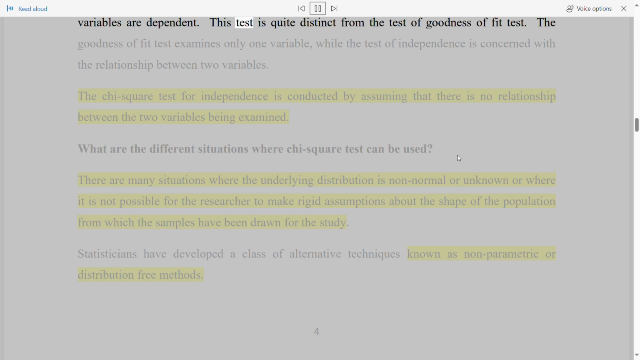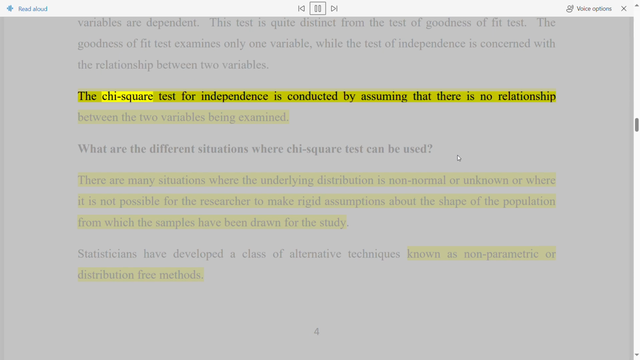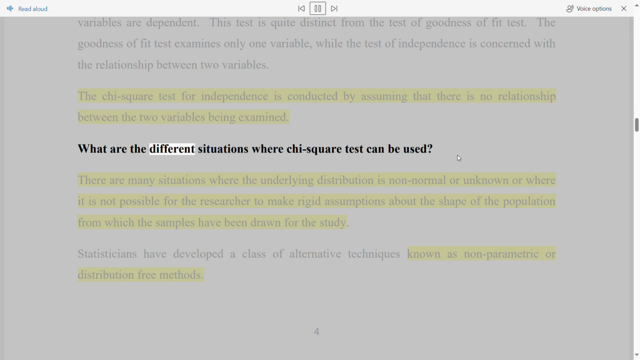This test is quite distinct from the goodness of fit test. The goodness of fit test examines only one variable, while the test of independence is concerned with the relationship between two variables. The chi-square test for independence is conducted by assuming that there is no relationship between the two variables being examined. What are the different situations where chi-square test can be used?